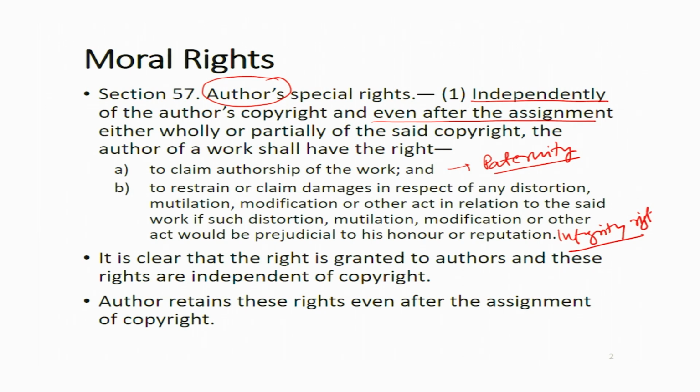As I said, you retain your moral rights even after the assignment. So, therefore, every assignment deed has to be read in the light of moral rights. We will understand this statement later.